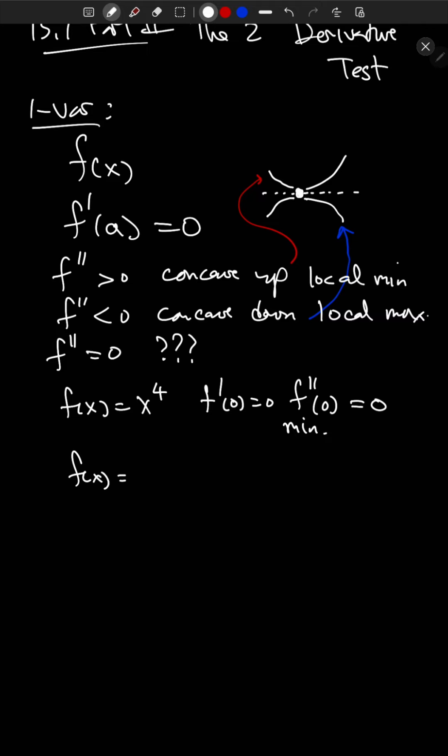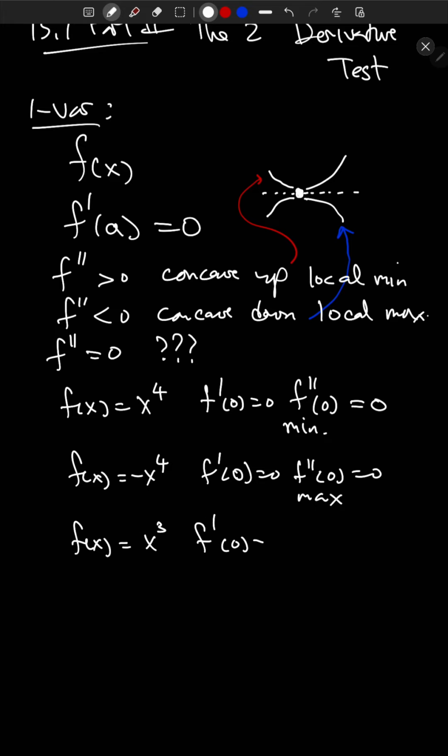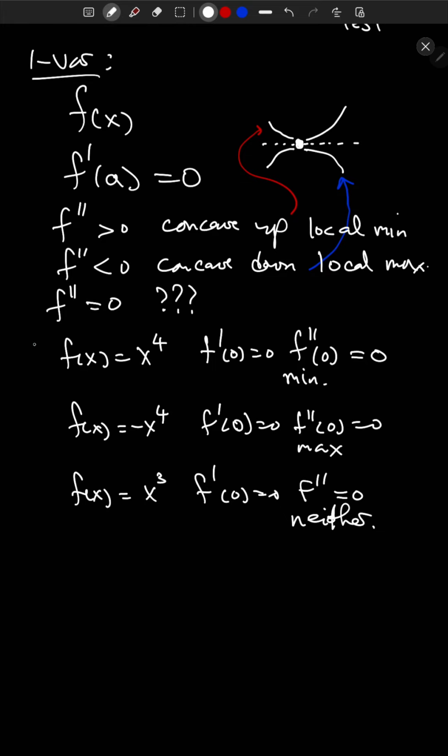F of x equals negative of that. You're going to have f prime of 0, 0. F double prime of 0 equals 0. You have a max, right? F of x equals x cubed. F prime equals 0. F double prime equals 0. You have neither. All right. So of course there are situations where the second derivative test fails.